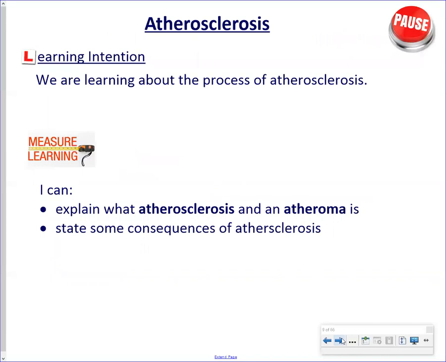The first one we're going to look at is atherosclerosis. So this is a process that leads to lots of other types of cardiovascular disease. So a lot of cardiovascular disease stems from atherosclerosis. So we need to understand what this process is. Pause the video, read the key learning points, and then we'll get going.